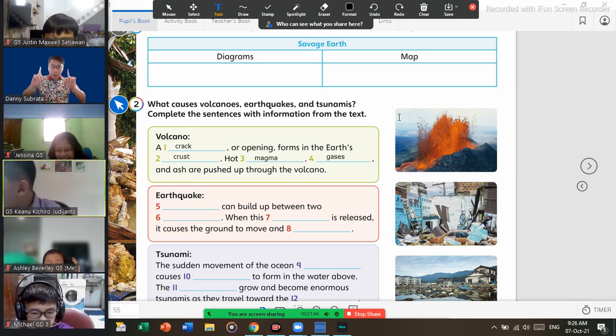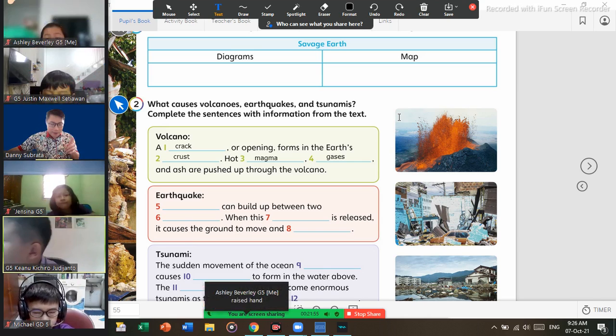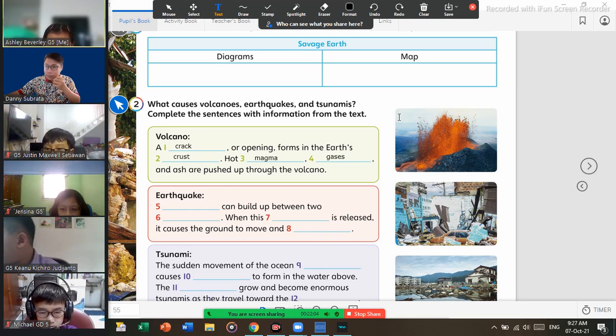Now, to make sure that you understand about volcano, this is not the same interpretation, but it's almost the same. What is it, Ashley? Ashley, you want to ask something? Can I speak Indonesian, Mister? Yes, go ahead.